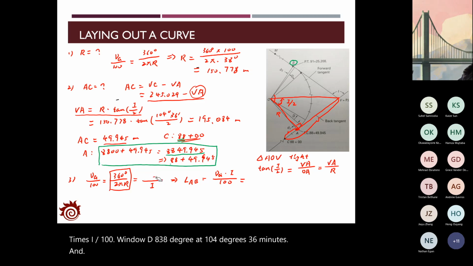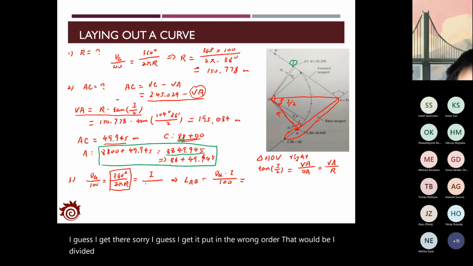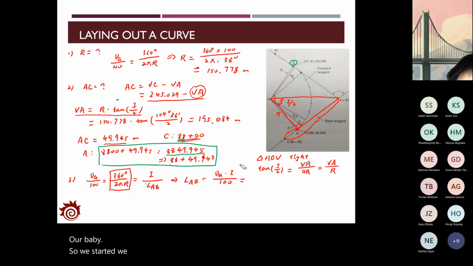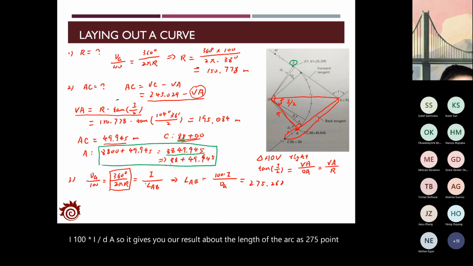I guess I put it in the wrong order. That will be I divided by LAB. So with that we have the equation as 100 times I divided by dA. So it gives you the result for the length of the arc as 275.263 meters.